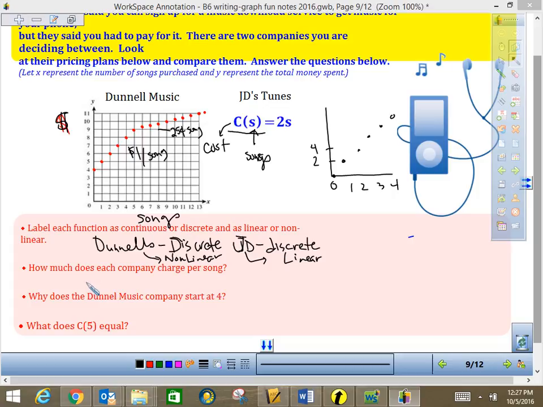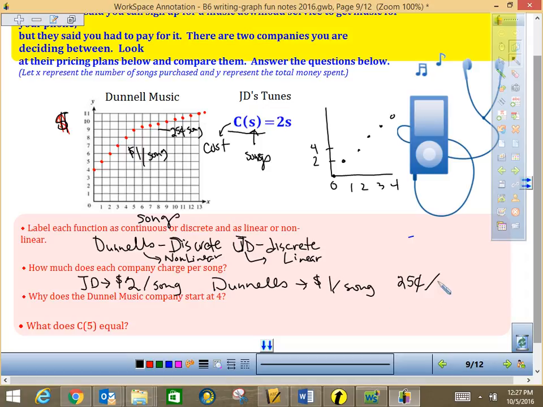So it says, how much does each company charge per song? JD's should definitely be, if I am looking at it, Hannah, how much per song? Always what? Always $2. JD is always charging $2 per song. Donnell's is the one we were talking about, and this is where Joey was saying it started off at $1 per song, right? And then we changed it to 25 cents a song. Okay? So our cost did not stay the same.